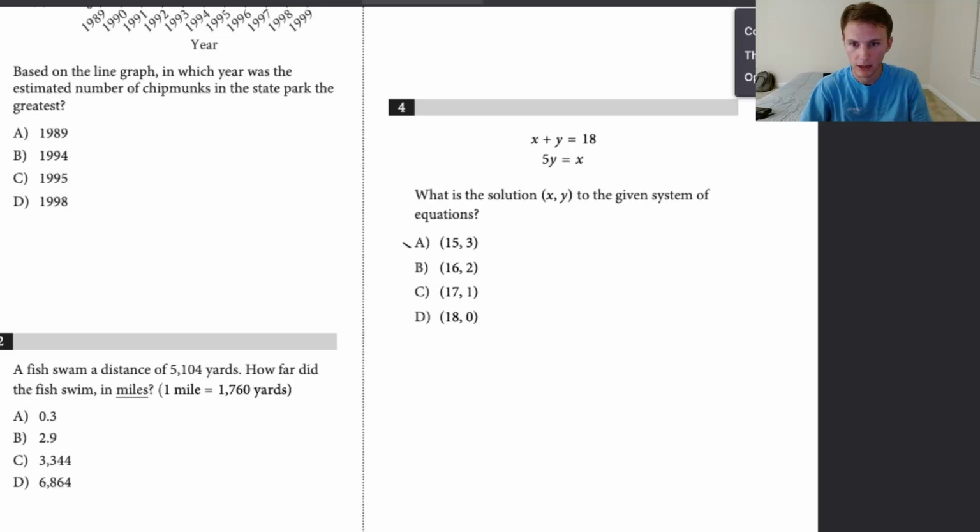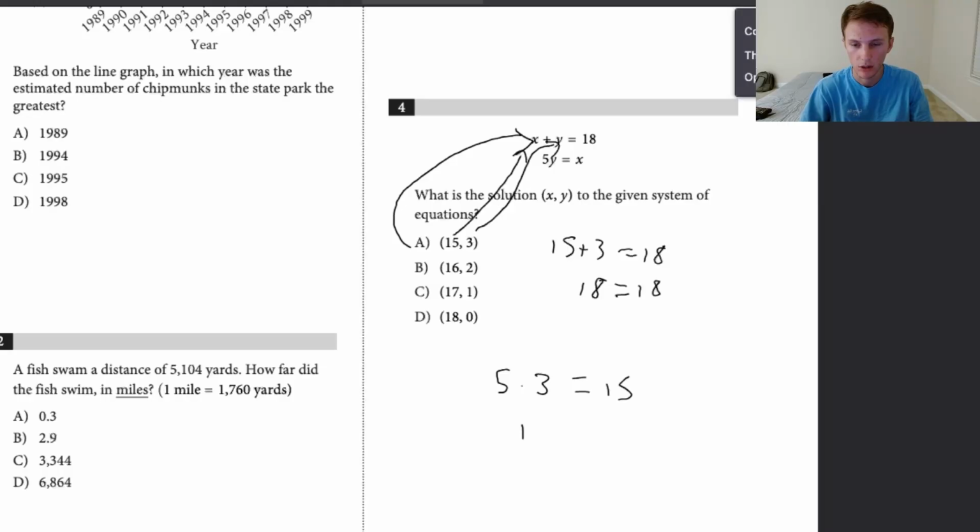Like if I plug in A here, so if I plug in 15 for X and then 3 for Y, this is going to be 15 plus 3 equals 18. 18 is 18, so that checks out. And then in the bottom, 5 times 3 equals 15. Well, yeah, that's going to check out. So that's going to just tell us right away that that's our answer.